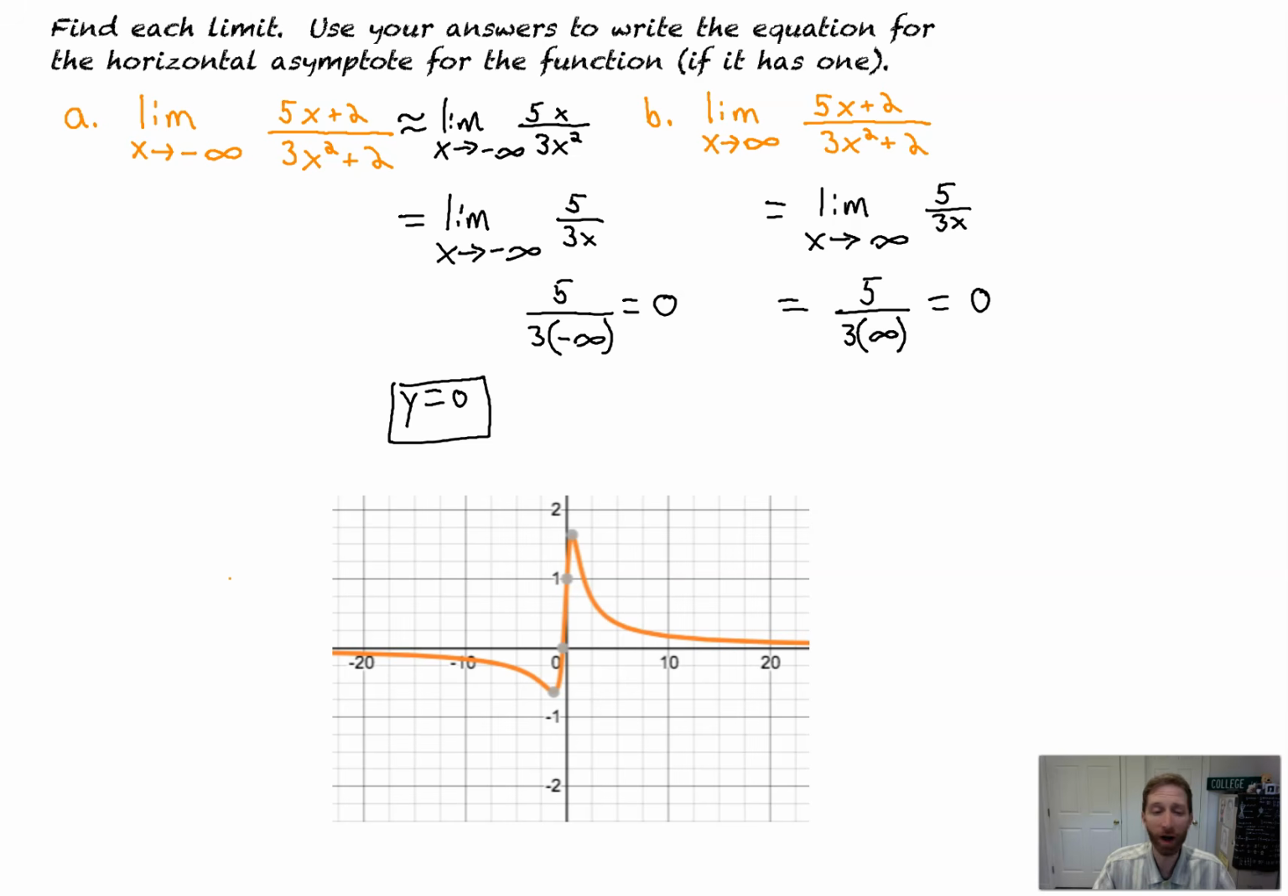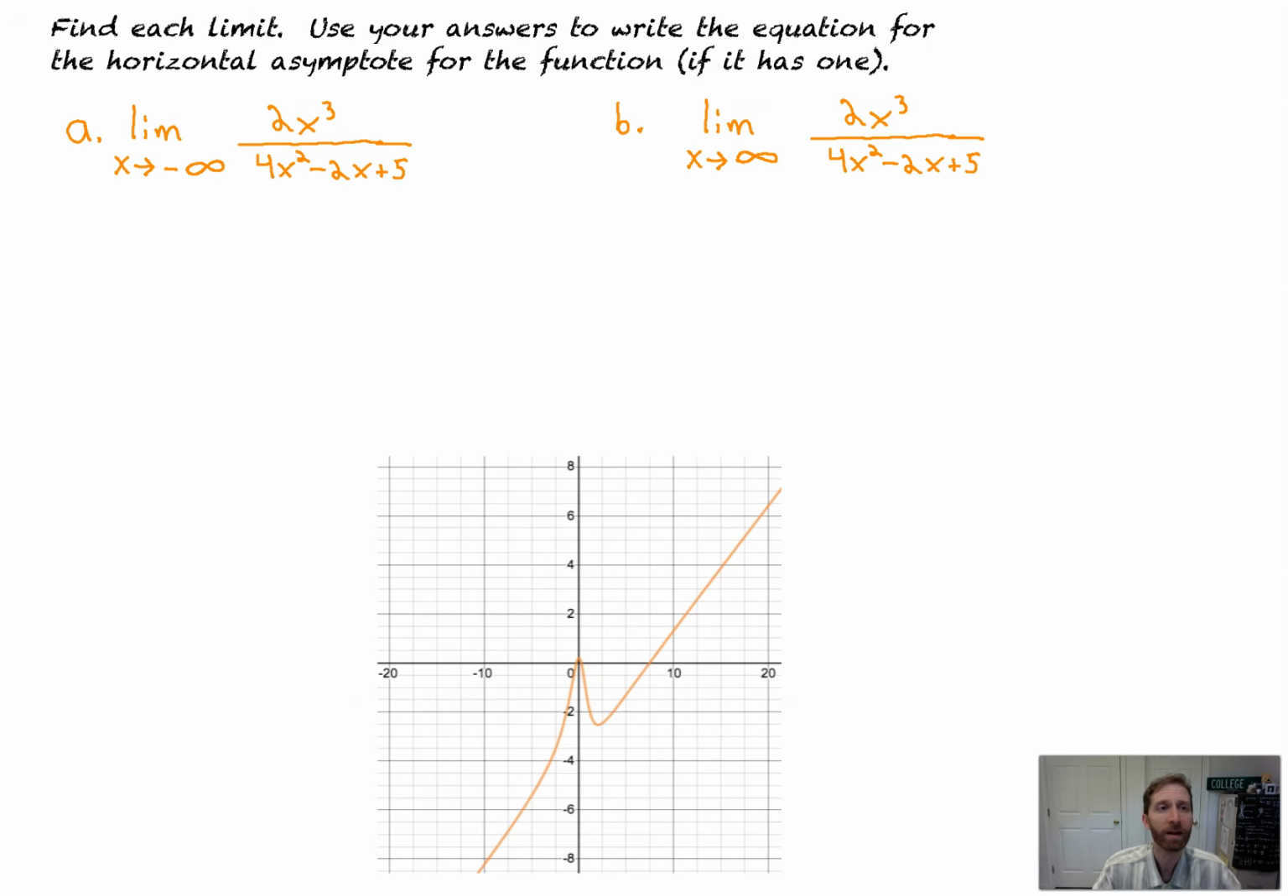Awesome. All right, one last problem in this video. Find each limit. Again, use your answer to write the equation for the horizontal asymptote, if it exists. Now, let's take a look at this. Again, the leading terms are all that matter. So this limit is approximately the limit as x goes to negative infinity of, well, there's only one term in the numerator, so that stays as 2x cubed.